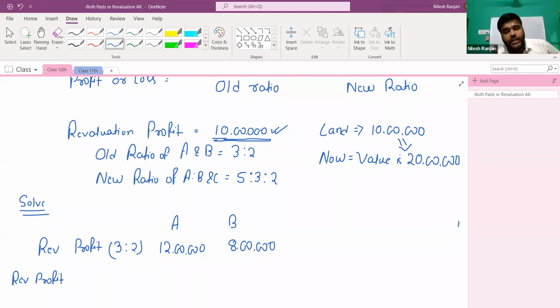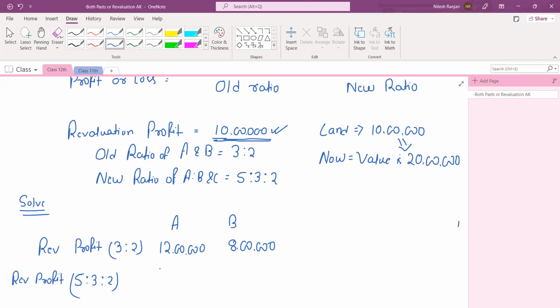If you don't distribute the profit, then C will become the new partner. And in future, when we distribute that profit, C will also get a share in that profit, because he is also a partner now. So whatever profit we distribute in future will be distributed between A, B, and C in their new profit sharing ratio, which is 5:3:2.